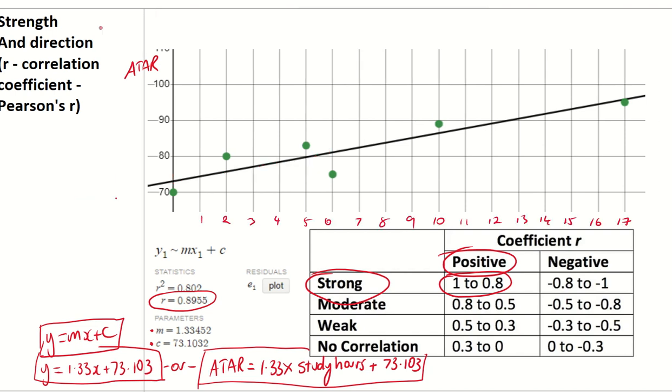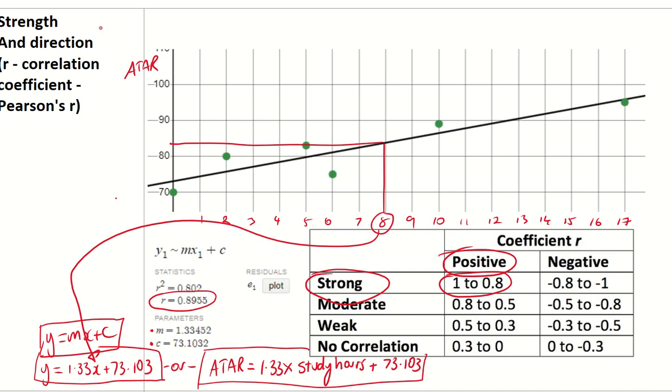In your task or in the external exam, you might be asked to predict if someone studies 8 hours a week, what ATAR would you expect they get? So either using the graph or putting 8 in the x value in the equation, you can predict that. It's called interpolation. You should generally be pretty okay with that result.